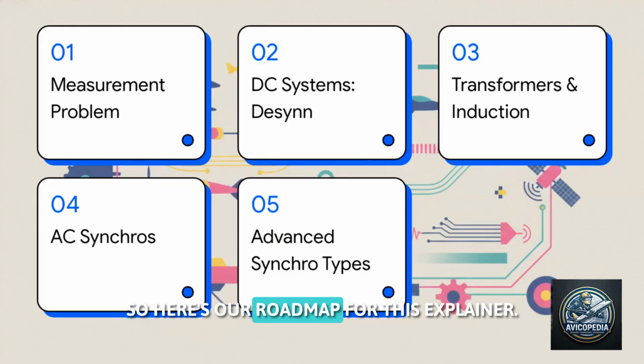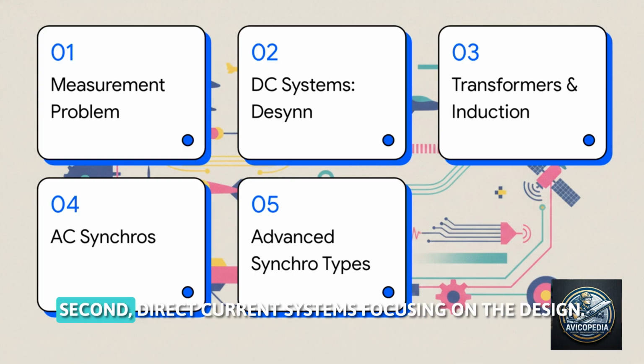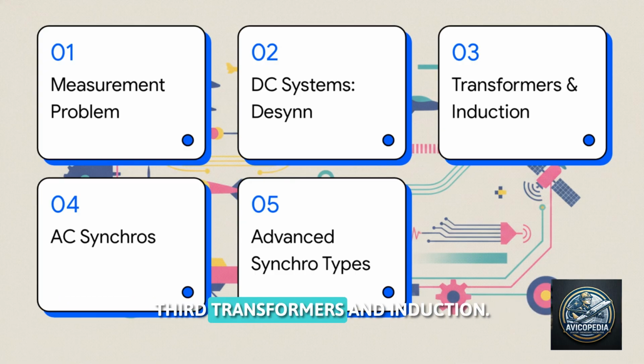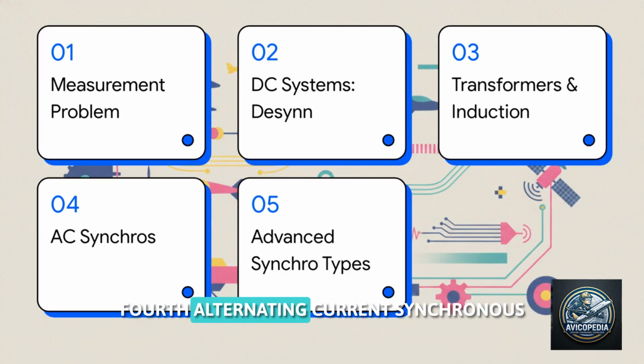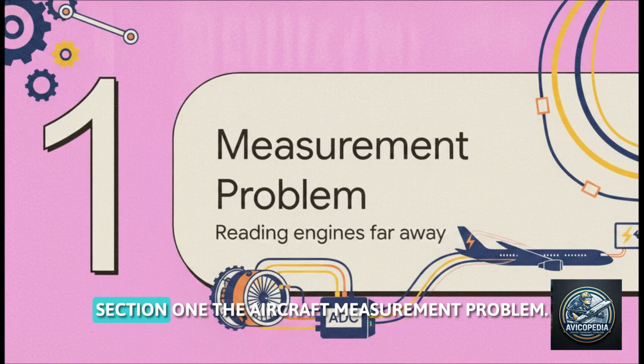So, here's our roadmap for this explainer. First, the aircraft measurement problem. Second, direct current systems, focusing on the Desynn. Third, transformers and induction. Fourth, alternating current synchros. And finally, advanced synchro types. Let's get to it. Section 1.